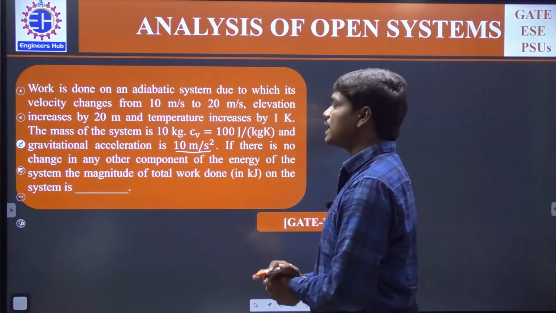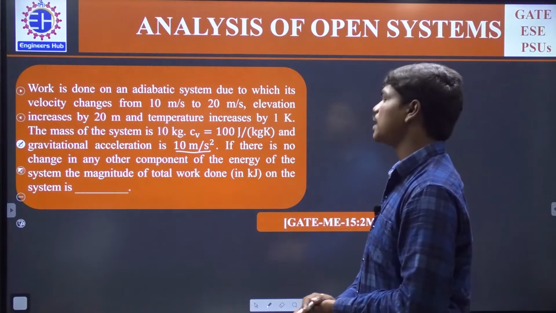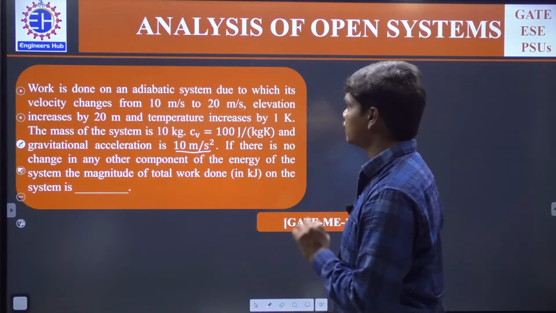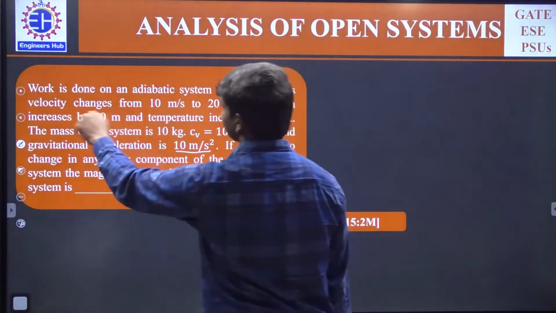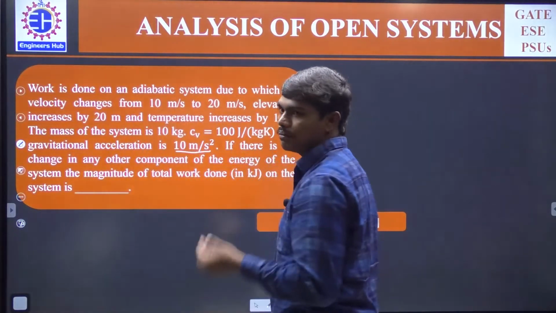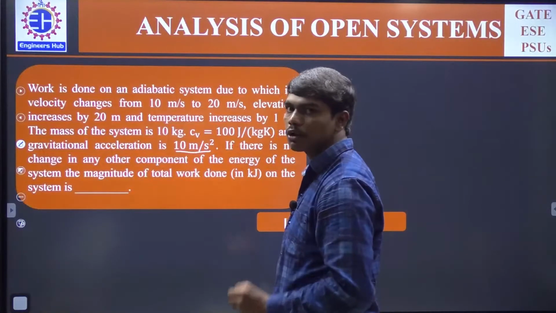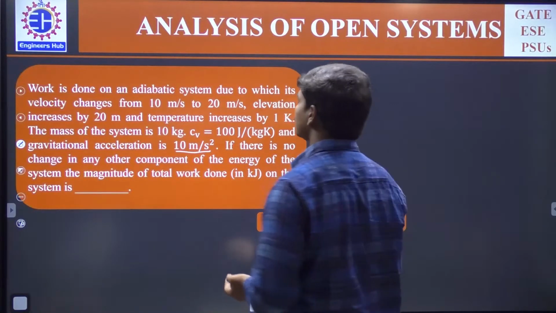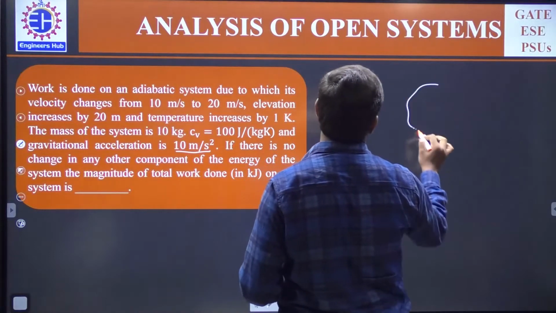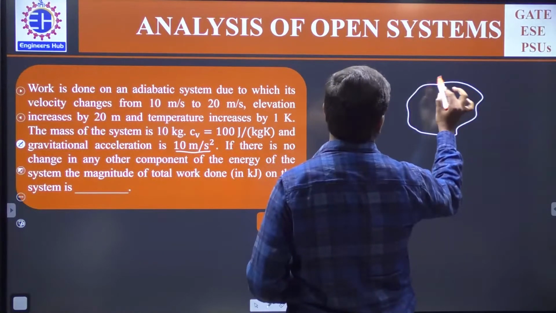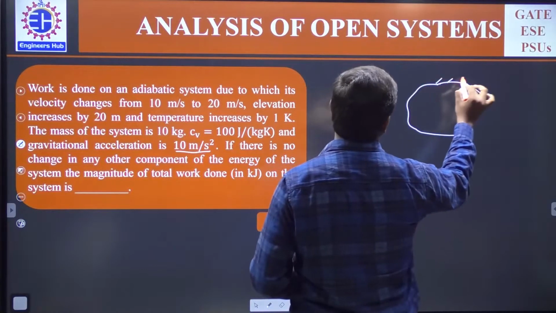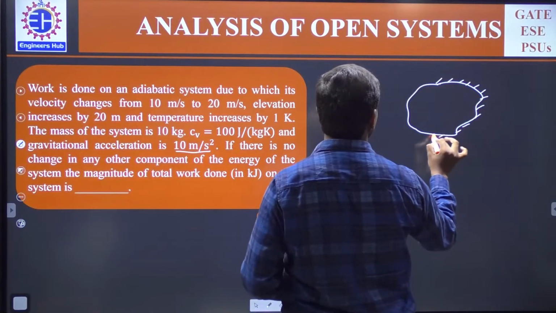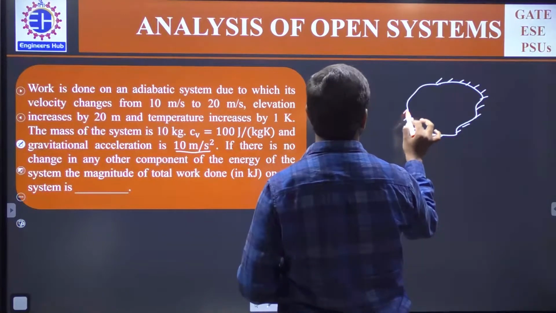If there is no change in any other component of the energy of the system, the magnitude of the total work done. So let us write steady flow energy equation for this, because you can see there is some velocity change at inlet and outlet. Of course, if there is some velocity at inlet and outlet, that means some mass is capable of coming in and some mass is capable of going out. So let us suppose there is an adiabatic system. By the moment I say adiabatic system, no heat transactions can occur between the system and the surroundings.